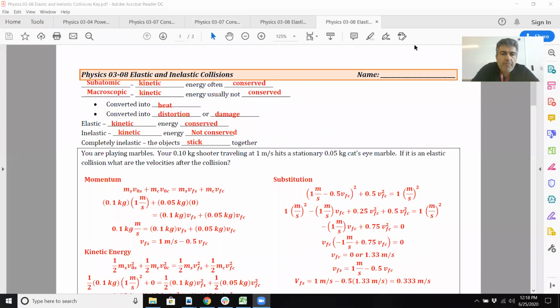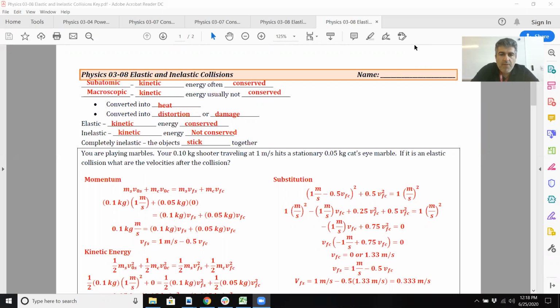Okay, so again, we're looking at the notes for 3.8, elastic and inelastic collisions. Whether we're dealing with subatomic particles, like really tiny stuff, or macroscopic, like two cars colliding, usually kinetic energy will be conserved if you're doing subatomic, because you're not really dealing with friction or errors. If you're doing something bigger, then of course you're going to start losing stuff to heat. So kinetic energy is usually not conserved.